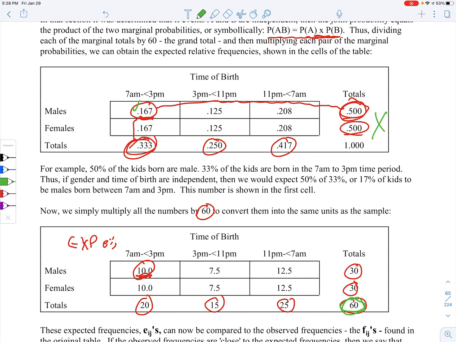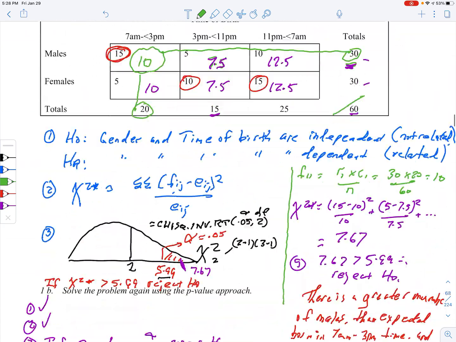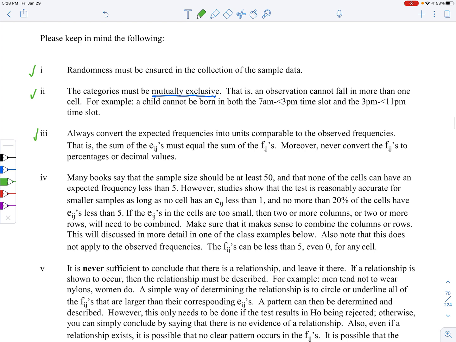So the sum of the Fij's and the sum of the Eij's must be the same. And you always convert the Eij's into comparable units to the Fij's. All right, so that's an important thing to note. Let's continue on down here. And we're taking a look at number 4.